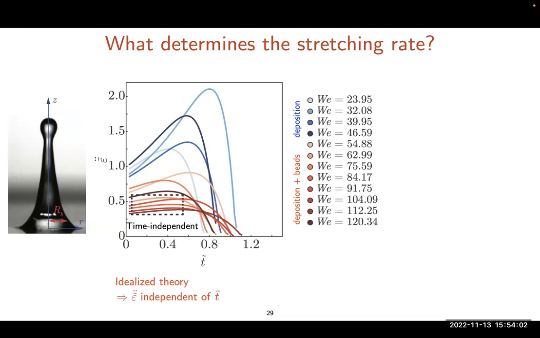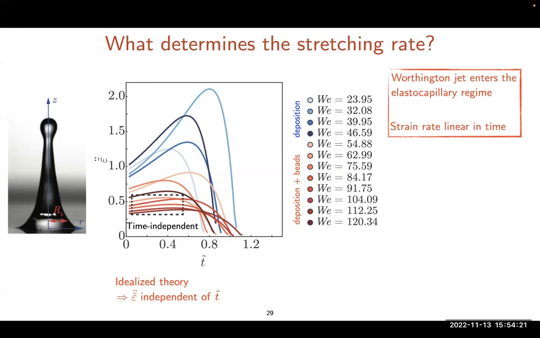So what does this show us? Our experiments showed that epsilon double dot is independent of time at early times, which means epsilon dot is linear in time. And that's also what our idealized theory suggests. And now, if I remind you, our theory had no inertia in there. It was only elasticity and capillarity.